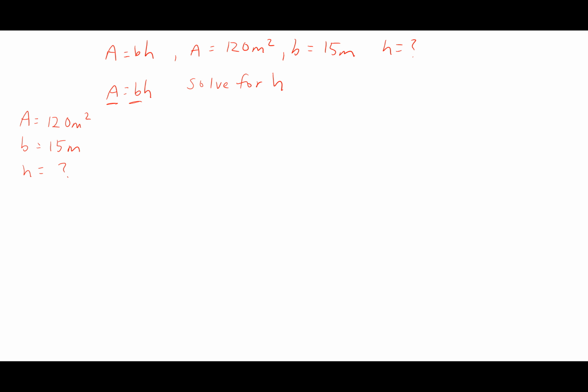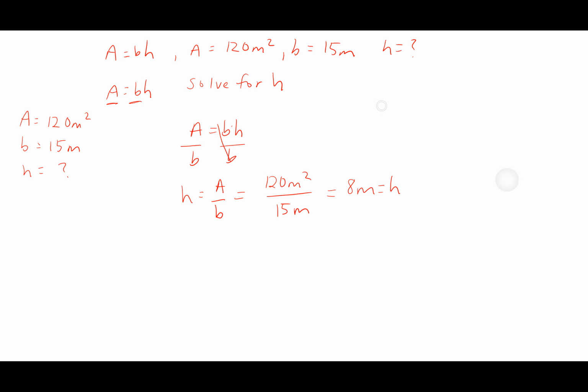So to do that, just like before, you have a equals b times h. Well, that's a multiplication, so you're going to divide both sides by b. So the b's are going to cancel there, and you get h equals a divided by b. Now once you have that, then you can do your substitution. So a divided by b: a is going to be 120 meters squared divided by b, which is 15 meters. So when you solve that with your calculator, you get 8 meters equals h.